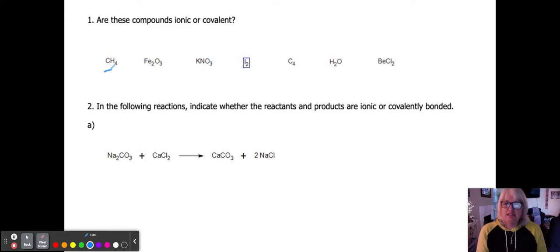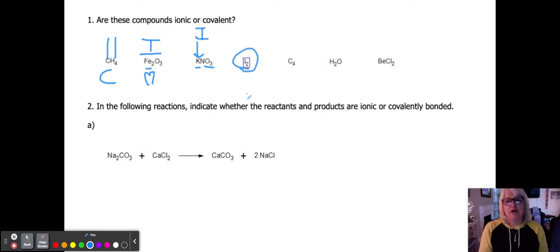Okay, so this one is definitely covalent. Carbon is a nonmetal, hydrogen is a nonmetal. Iron, definitely a metal, right? So right there, I know that this is going to be ionic. Let's look at this one. I have K and then NO3, nitrate. I know that K, potassium, is a metal. Therefore, this is ionic. Here I have two iodines bound together. Iodine is a nonmetal, so I have a nonmetal and a nonmetal, so this is covalent.